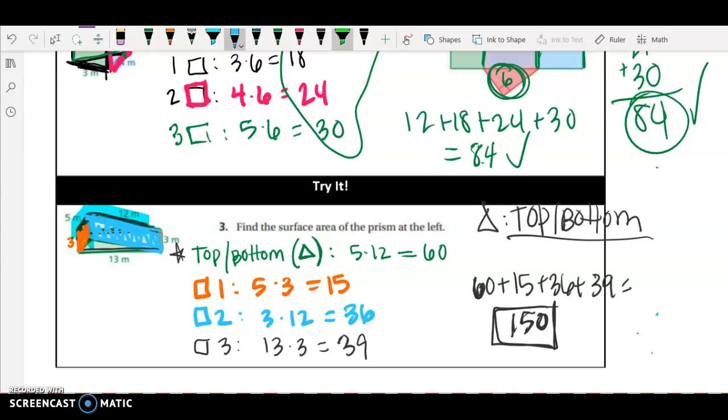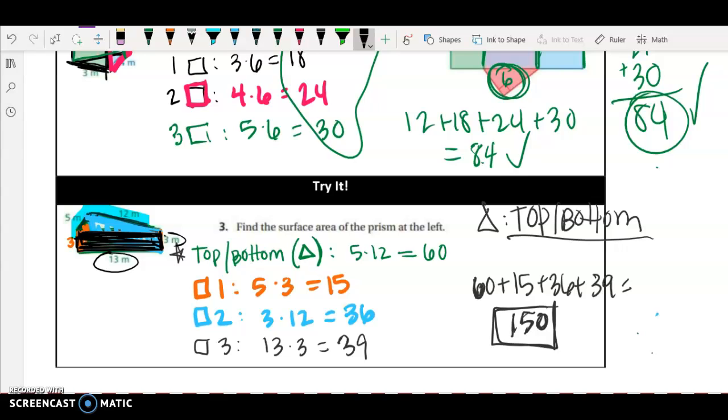And then my front rectangle is this one. And this one is a 3 by 13. So 3 times 13 is 39. And then I add them all up. So 60 plus 15 plus 36 plus 39 is 150. And so that's how we find the surface area of a prism.